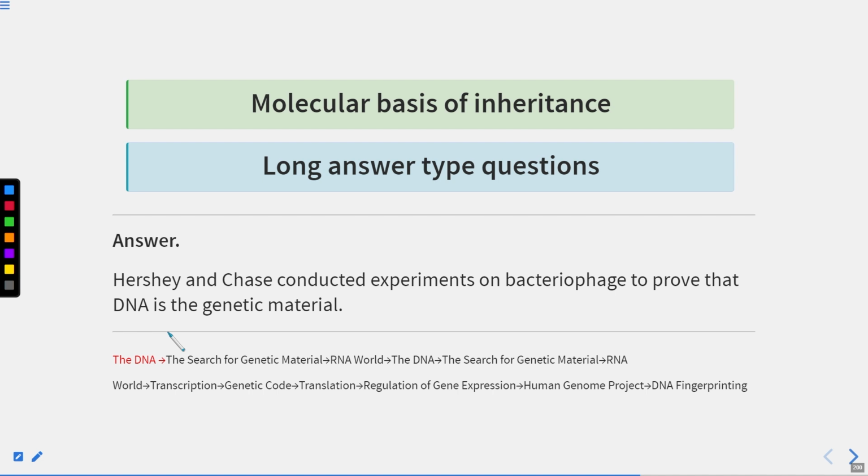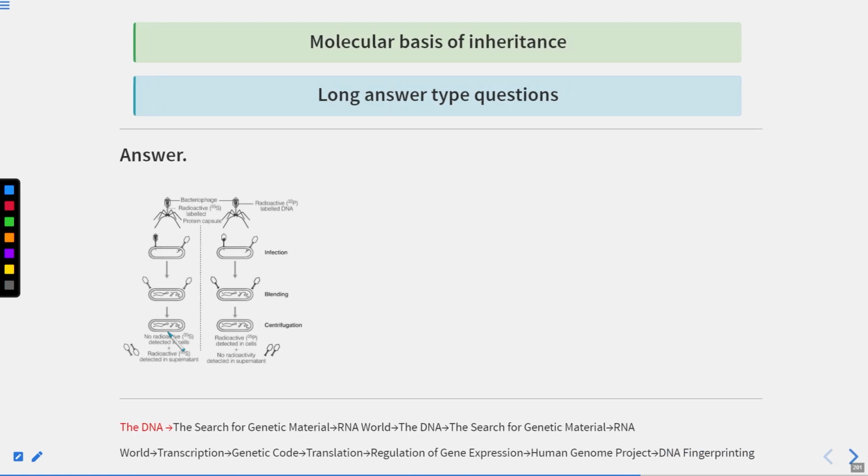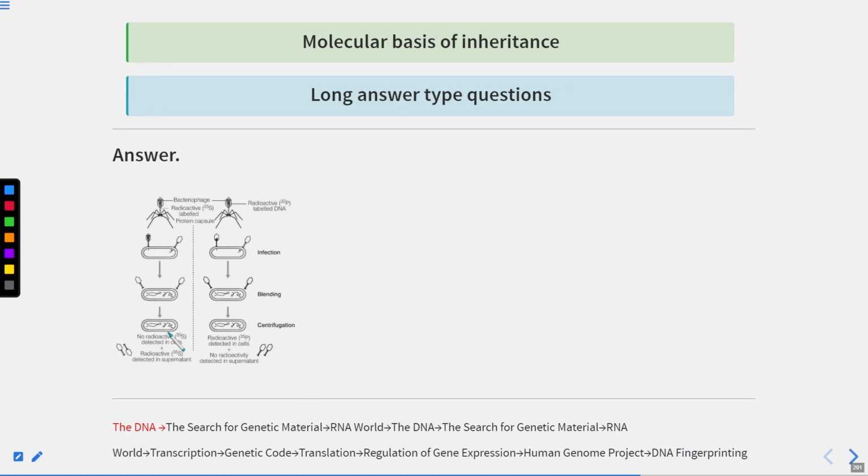Now Hershey and Chase conducted experiments on bacteriophage to prove that DNA is the genetic material. Alright, so this is the image. Here you can see this is the bacteriophage. What is a bacteriophage? Bacteriophage is a virus that can infect bacteria. So Hershey and Chase were working on E. coli. Okay, so this bacteria is representing E. coli.